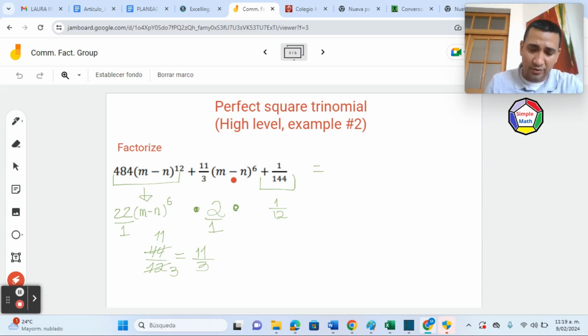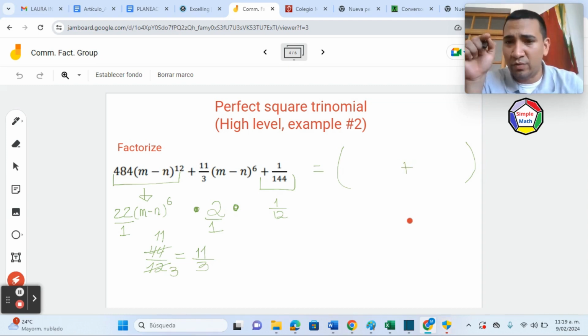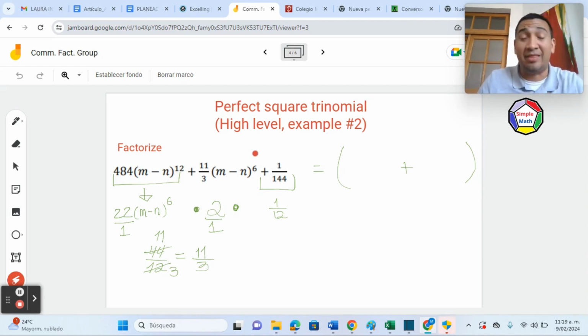Remember, how's the answer? We write a big parenthesis. Well, not too big, a normal parenthesis. Yes, like this. And the sign of the parenthesis is always the first sign of the trinomial. In this case, it is plus. So we write here plus. And then we write the square root of the first term and the third term.